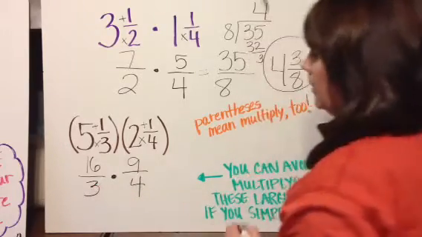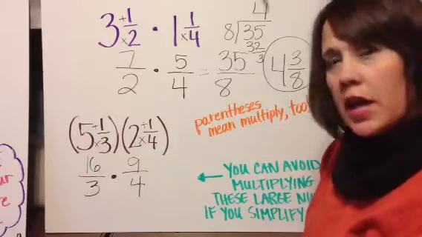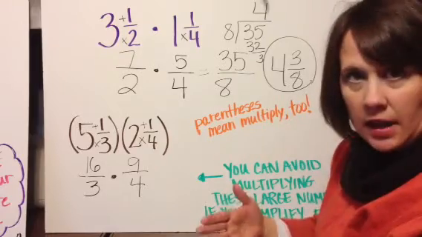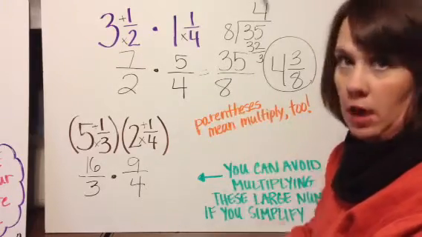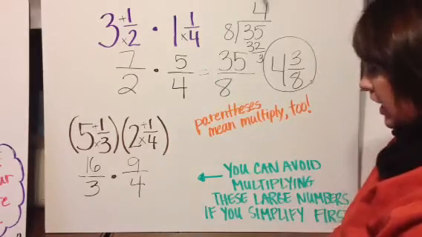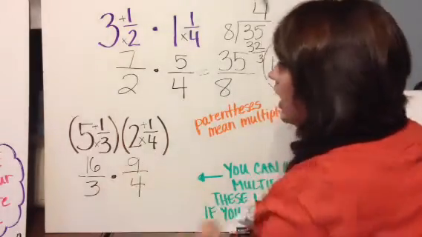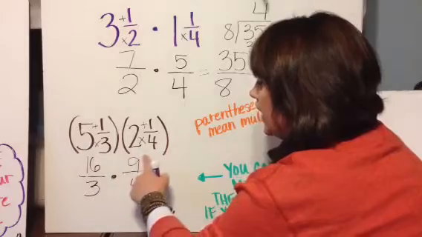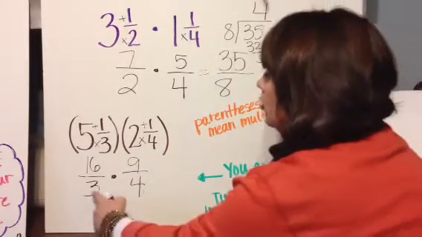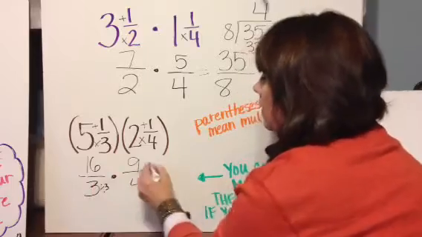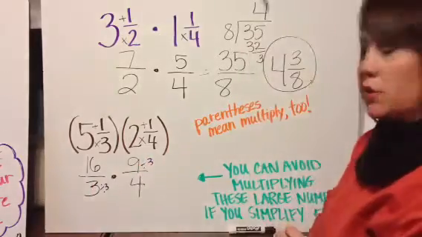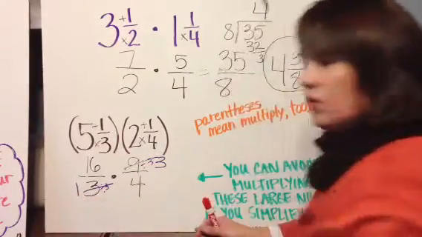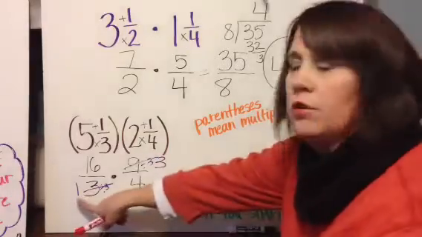And I multiply. Now, let's look right here. I really don't want to multiply 16 times 9 if I don't have to. I can, and it will still give me the correct answer, but I'll definitely have to simplify. But I can look at numbers diagonal from one another, and I can decide if they have a common factor besides 1. And looking at 3 and 9, I know that 3 will go into both of those. So I'm going to divide 3 by 3, and I'm going to divide 9 by 3. And when I do that, 9 divided by 3 is 3, and 3 divided by 3 is 1. So that gives me a new numerator here and a new denominator here.